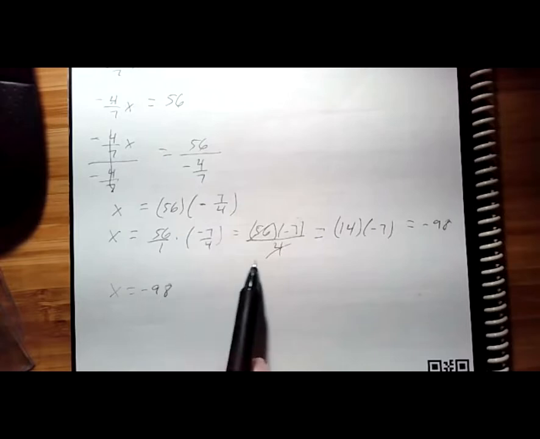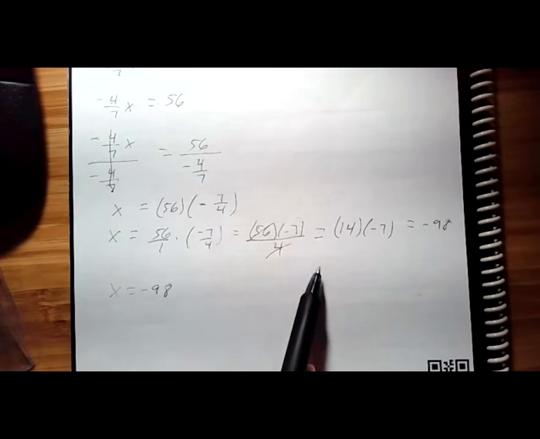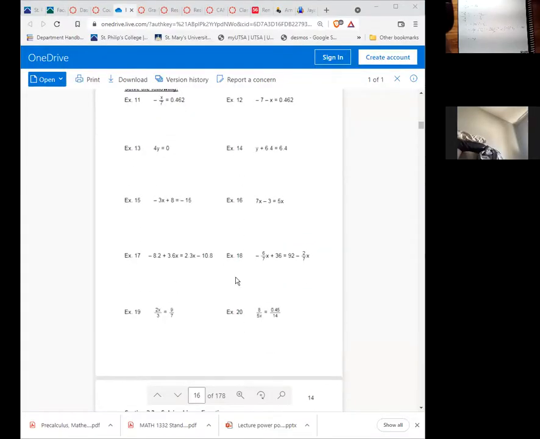Any of these steps don't make sense? Is this okay? Yes, sir. Okay. Alrighty. So that's pretty much it for 2.2. Unless you have a question on any of these other ones. If not, we're going to end it here. You guys good on 2.2?